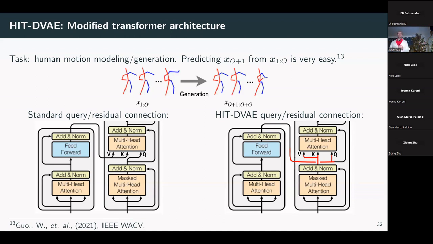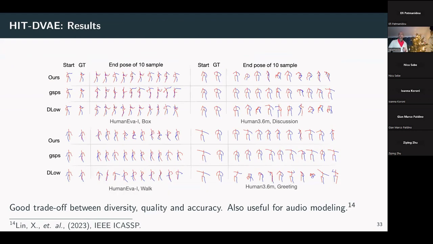And this means that 90% of the work now cannot be done by this residual connection, and you are forcing the attention mechanism to work properly and to learn how to work. All right? So that's the reason why in the previous figure, you had these, let's say, weird cross connections between Z and X. So once we've done that, we can learn again, maximizing the evidence lower bound. And we have shown that we have quite comparable performance with the state of the art, all right? And we have also shown that it can be useful for audio modeling, as in this year's ICASSP paper with Xavier.